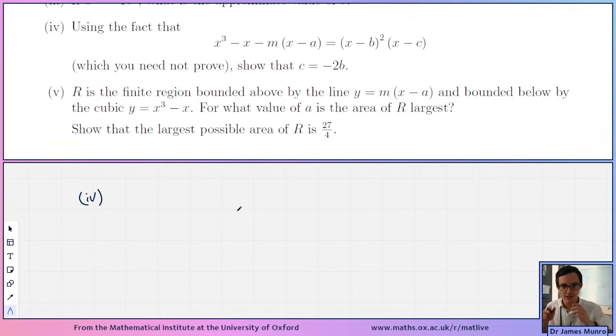The hint here is to take a deep breath, multiply everything out, see what happens. The left is already multiplied out. Almost. Let's keep multiplying it out. On the left and on the right, let's see if I can do this multiplying out. I think I'll do it in two steps. X squared minus 2bx plus b squared, x minus c.